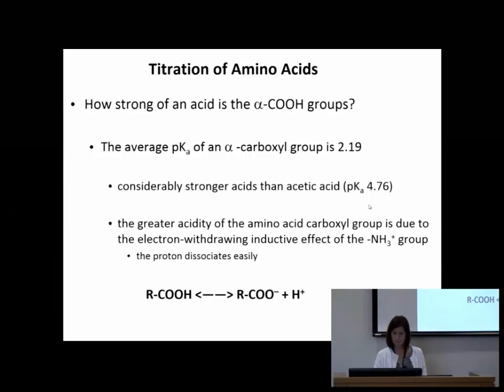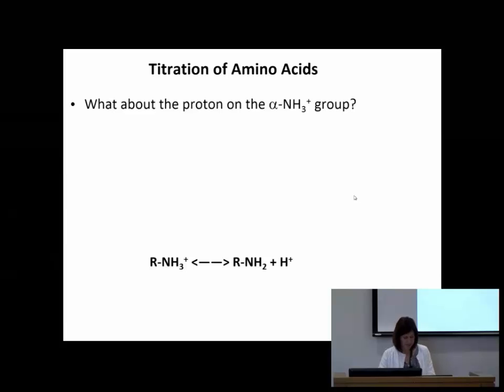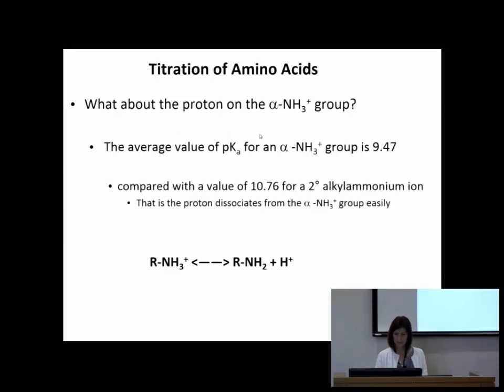How about that amine group? How hard is it to deprotonate or neutralize compared to other nitrogen bases? So it is 9.47, compared normally with 10.76 for other secondary nitrogen bases. And so here, again, that proton is going to dissociate easier. It's not going to hold on to that proton as strongly as other nitrogen groups.